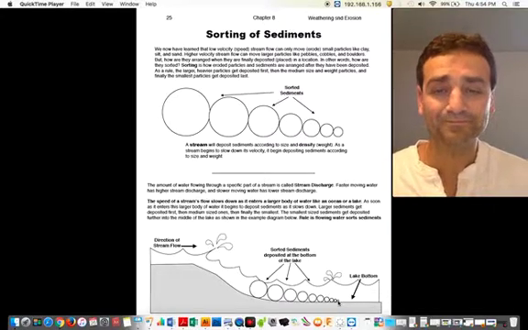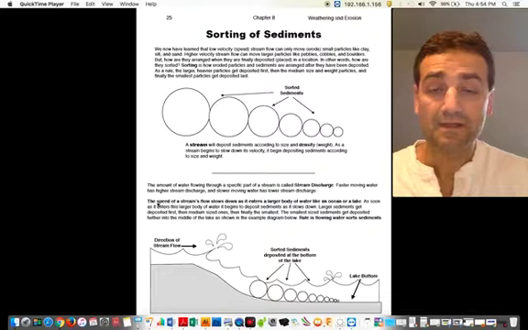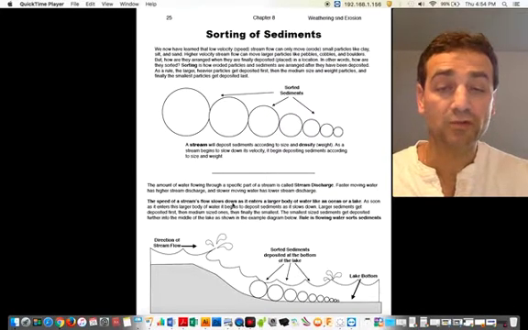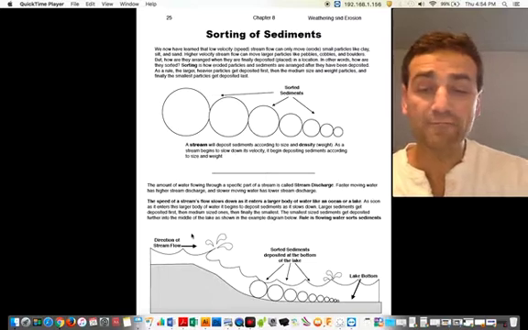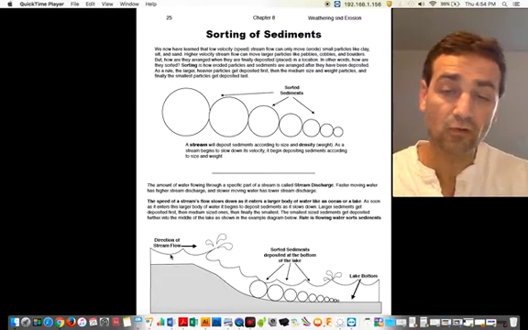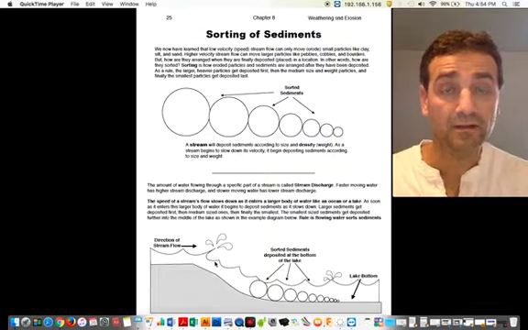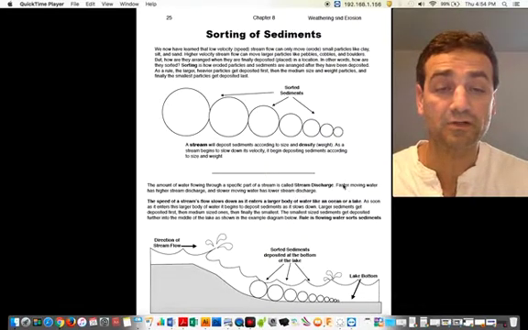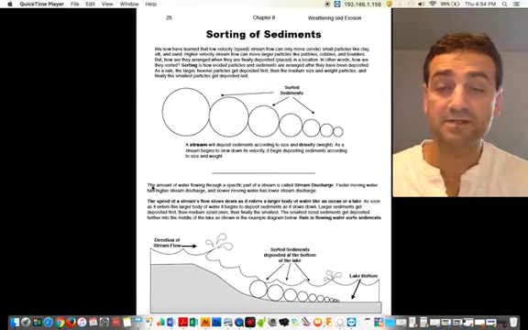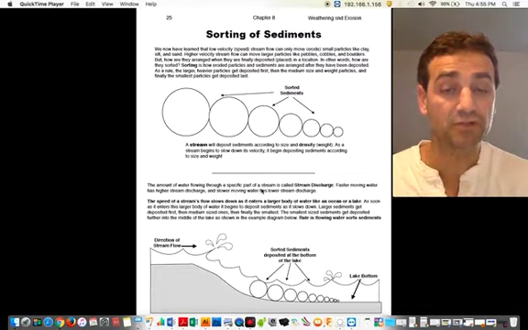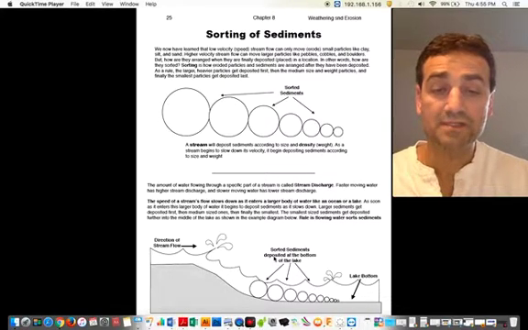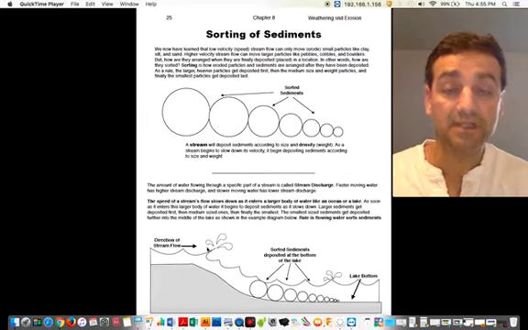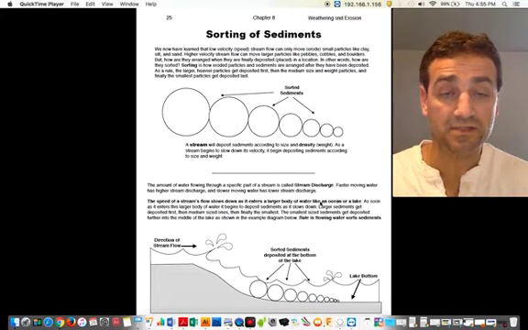Good. All right. So you can see here that the speed of a stream's flow slows down as it enters a larger body of water, like an ocean or a lake, right here. Okay. So the amount of water that's flowing through the stream right here is called the stream's discharge. Right here it says the amount of water flowing through a specific part of a stream is called the stream's discharge, okay? All right. So you can see that as the water flows in, it slows down, because that's what it says here.